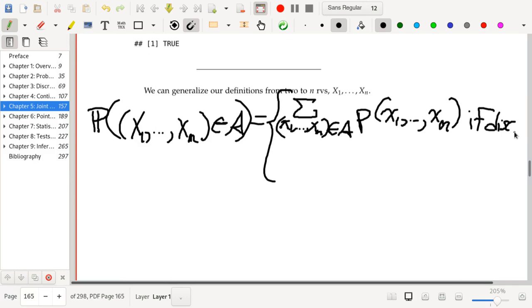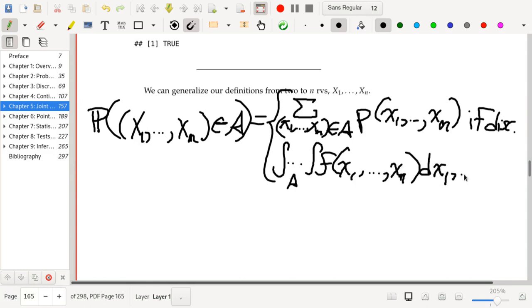And if you have continuous random variables, it's going to be the integral over that region of f of x, their joint density function. So this will be the case if these random variables are continuous.